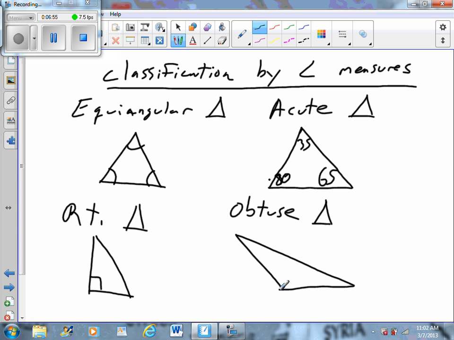Okay. Where you have one angle here, and that would be this one right here, where I just put the check mark, measures greater than 90 degrees. All right, anywhere up from 90 up to, but not including 180. Could be 179, but it cannot be 180. All right. So that would be what we mean by an obtuse triangle.